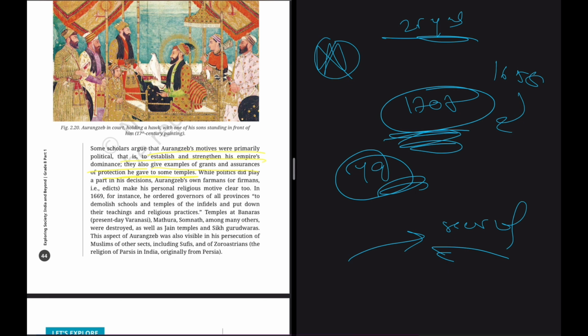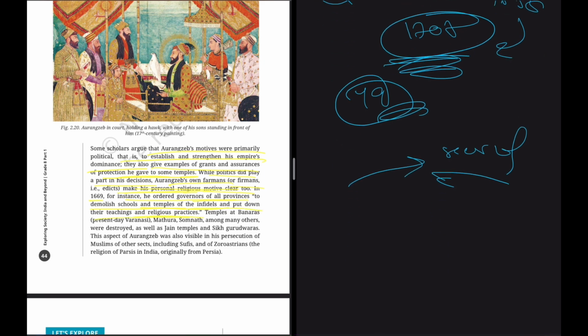That was what the scholars say, giving examples that he assured the protection of some of the temples as well. While politics did play a part in his ideas, Aurangzeb's own edicts make his personal religious motive clear too. In 1669, for instance, he ordered governors of all the provinces to demolish schools and temples of the infidels and put down their teachings and religious practices.